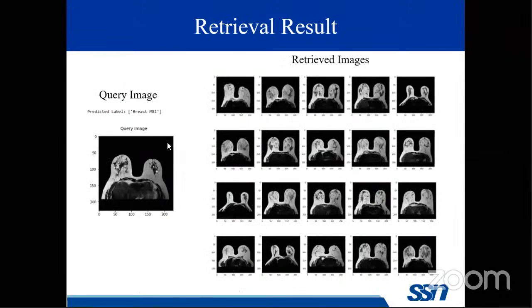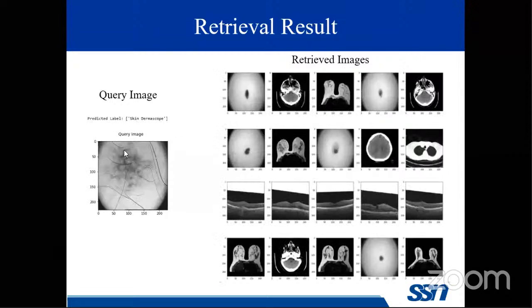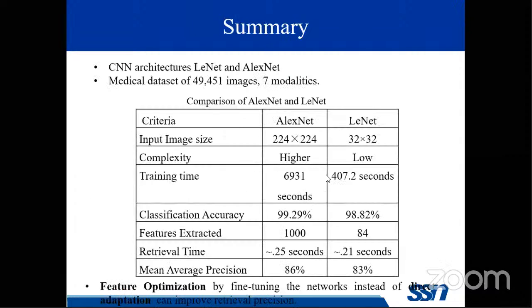The query image is given, and yes, I am getting similar kinds of images, but in the case of chest CT, I don't get relevant ones here and there. Even some OCT images are appearing. Here a skin dermoscope query is given, but then and there we are getting some irrelevant images.